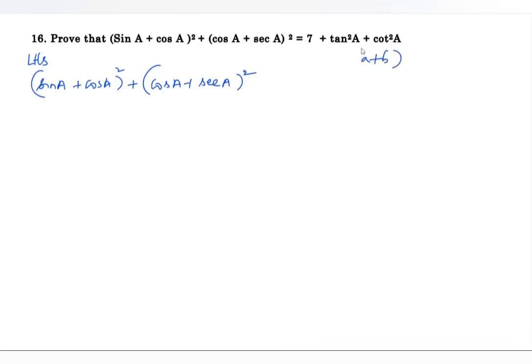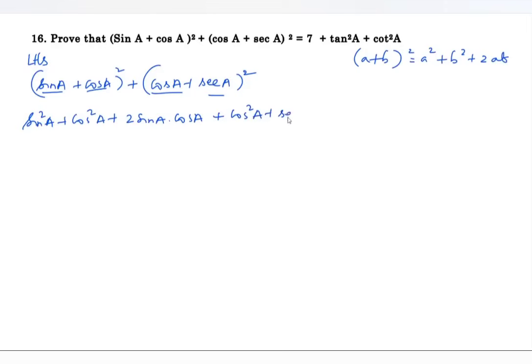What is (A plus B) whole square? (A plus B) whole square equals A square plus B square plus 2AB. In place of A, what do I have? Sin A, and B is cos A. I'll apply the formula: sin square A plus cos square A plus 2 sin A into cos A. In the same way, (cos A plus secant A) is cos square A plus secant square A plus 2 cos A into secant A. Now what is sin square A plus cos square A? It is 1 because of the identity.